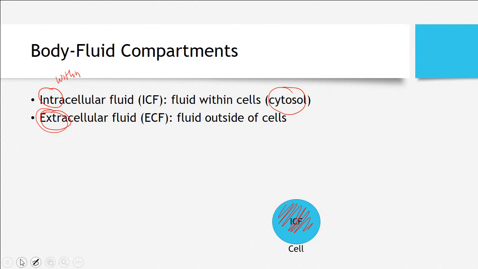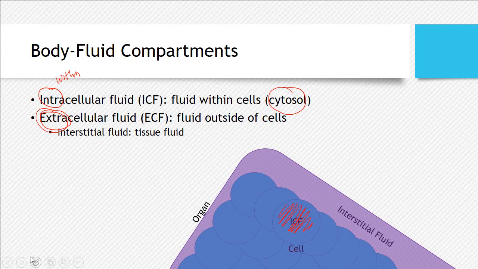There's different types of extracellular fluid. The first type is the interstitial fluid, also known as tissue fluid. So this is outside of the cell, but still within the organ. So this is the fluid within the organ, but outside of the cell, interstitial fluid.